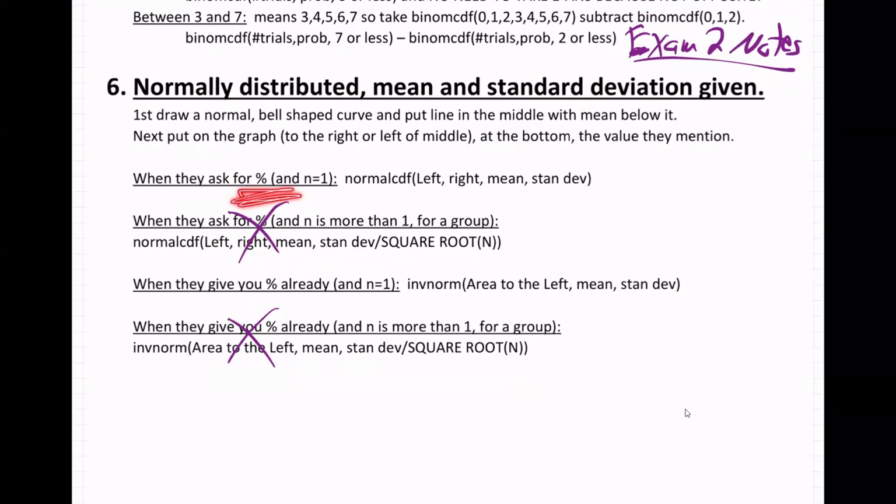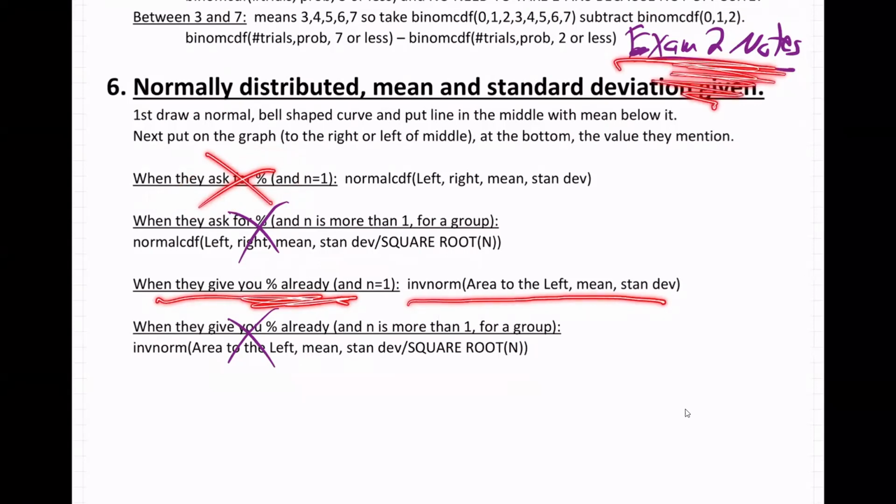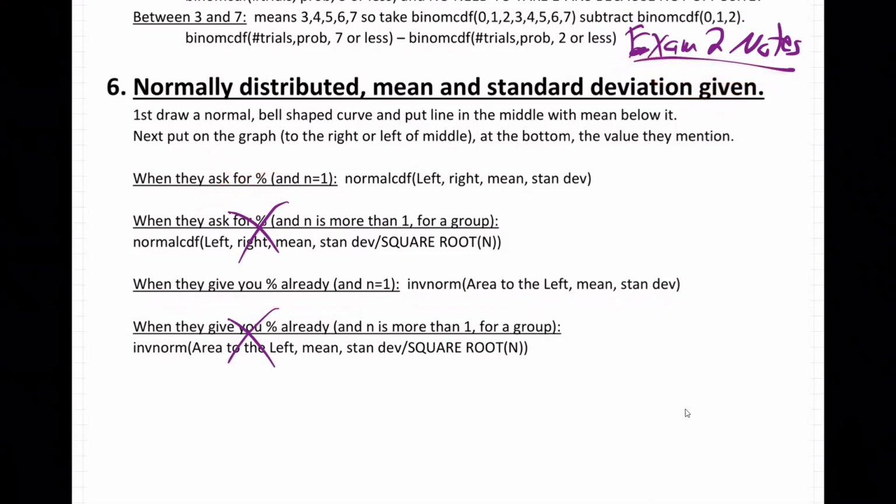So are they asking you for a percentage? No, they're not. They are giving us a percentage. When they mention quarters, they're giving us a percentage. So we're going to do inverse norm. Area left, mean, standard. This is exam 2 notes. Make sure you print these out. You will not be able to access them on your desktop during the exam. It's going to block all other activity during the exam. You have to have them printed and in your hand. So print out the exam 2 notes. Let's go use them.